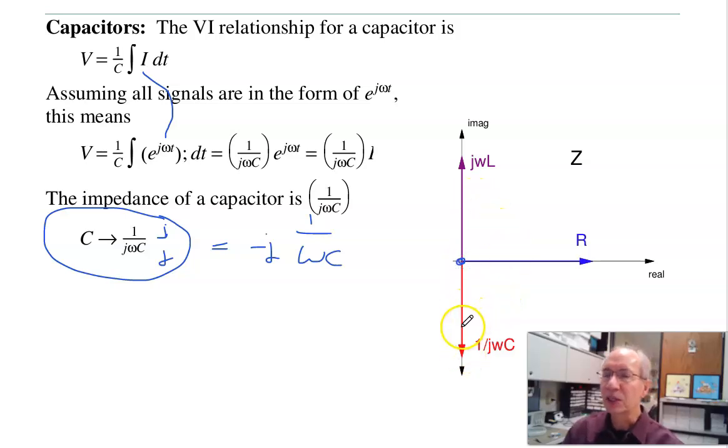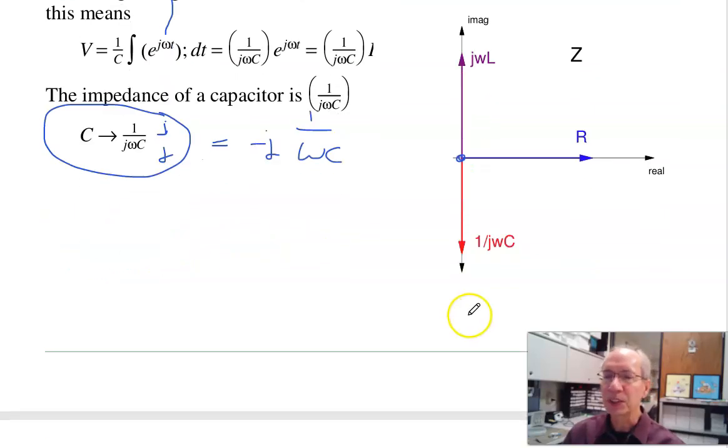Inductors and capacitors are different. Inductors are plus j, capacitors are minus j. Resistors are just R. And also notice the impedance changes with frequency. For inductors, the impedance goes up with frequency. For capacitors, the impedance goes down with frequency. That'll be useful later on when we design filters. That's the circuit where the gain changes with frequency.